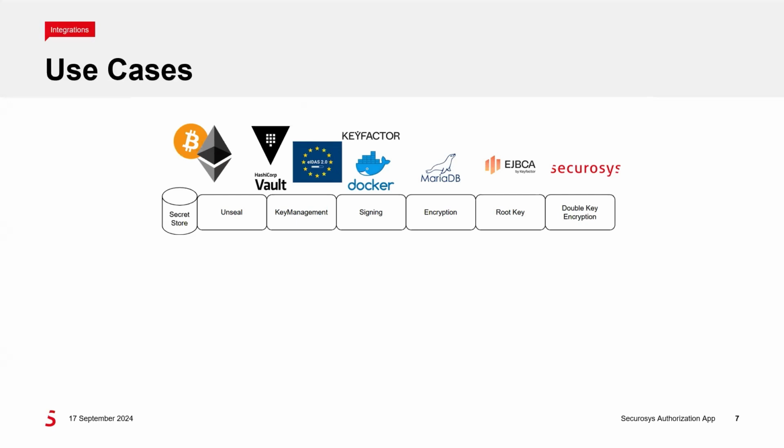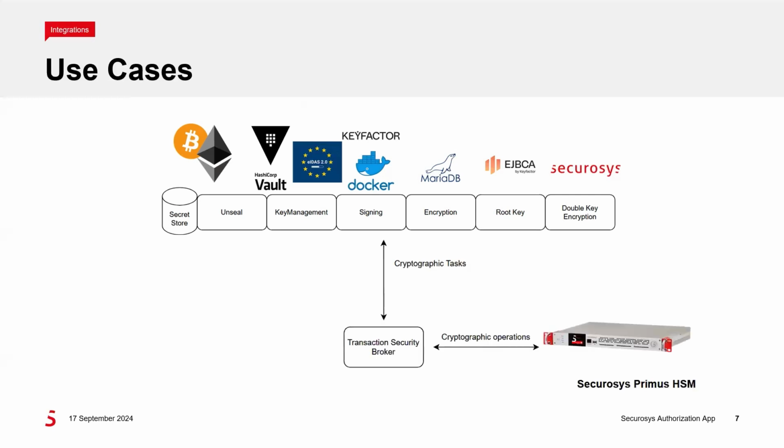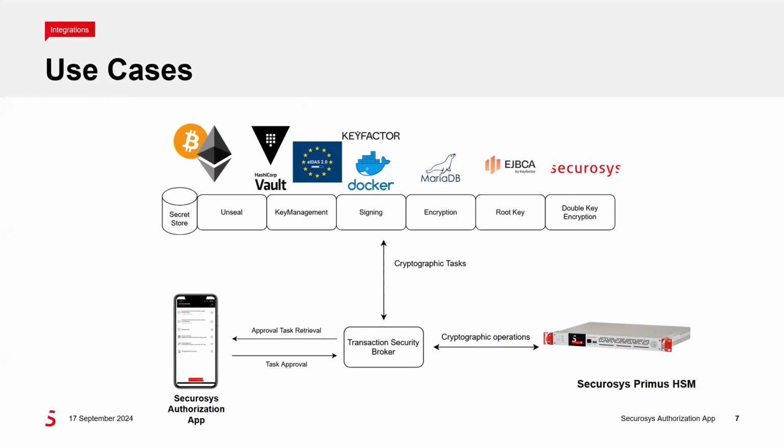It offers direct integrations into all major blockchains, such as Ethereum and Bitcoin, a HashiCorp Vault Community Edition integration, and support for Docker encryption, signing, MariaDB TDE encryption, support for EJBCA, and the Securosys 365 double key encryption service used for Microsoft Information Protection in order to encrypt your Office applications such as Word, Excel, PowerPoint, and Outlook emails. Besides using the keys on the HSM for cryptographic operations, the transaction security broker functionality comes into place in combination with this new mobile application.